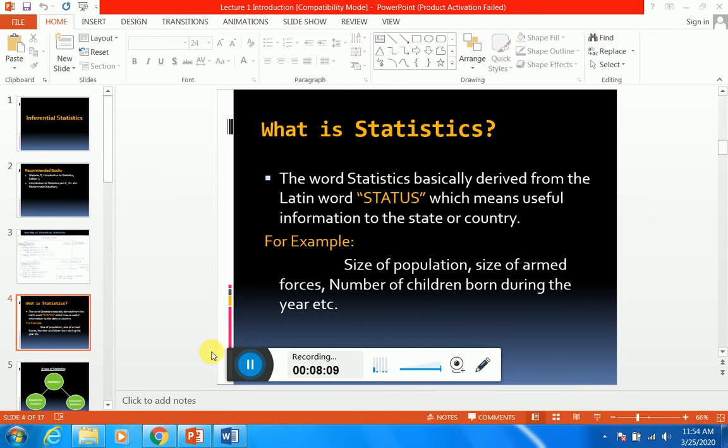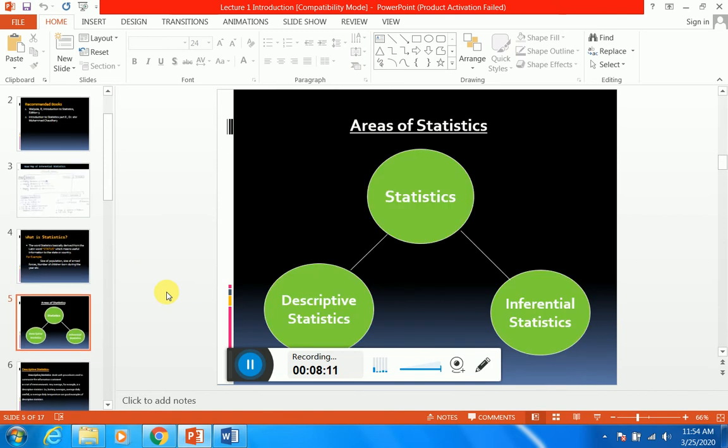Now we will move to the next slide, where we have explained the areas of statistics. Areas of statistics simply means the branches of statistics, the types of statistics. There are so many types of statistics, but regarding your course, we are going to study only 2 types of statistics. One is known as descriptive statistics, and another is known as inferential statistics.